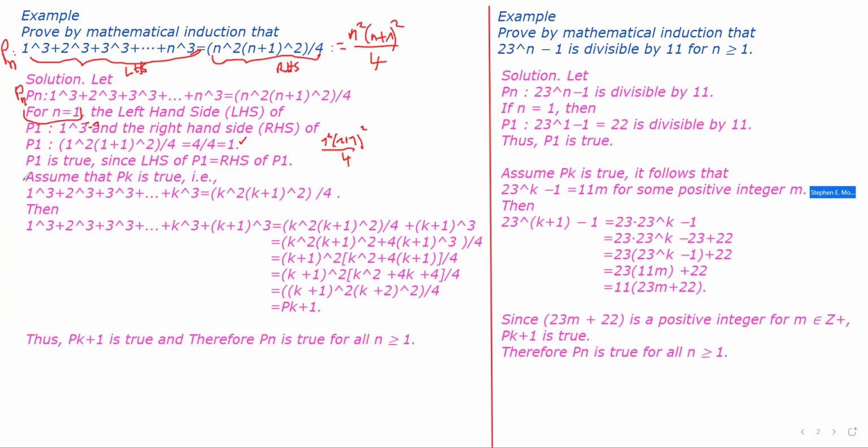Now, the inductive step. So this here is the inductive step, right? In your inductive step, you assume Pk is true. If you assume Pk is true, then you can write that 1 cube plus 2 cube plus 3 cube all plus k cube is equal to k squared into bracket k plus 1 squared all over 4. And this is exactly what we mean by Pk, right? So we assume that this is true.